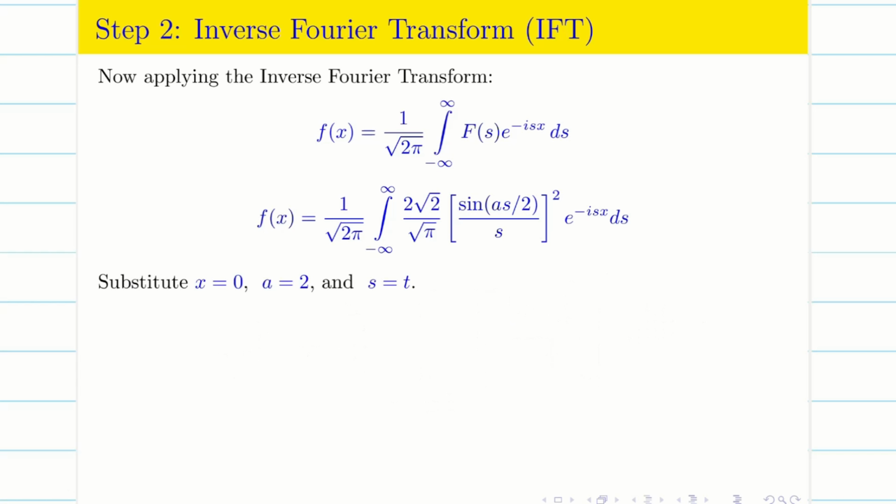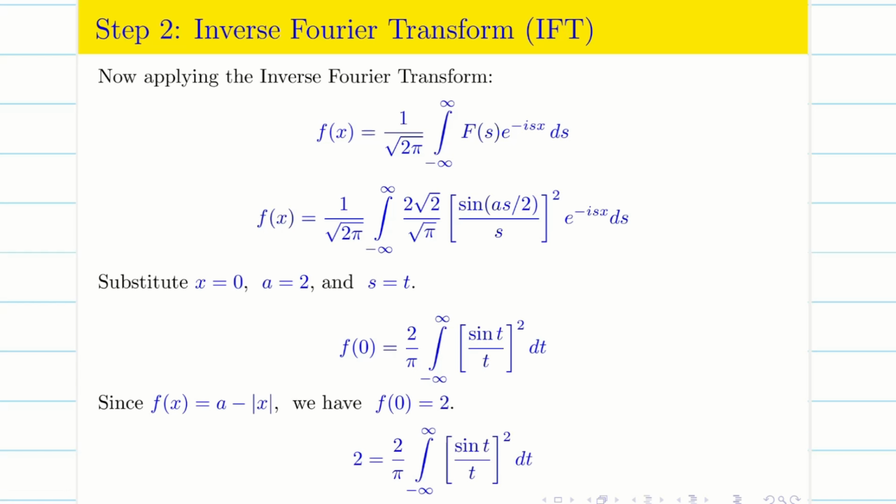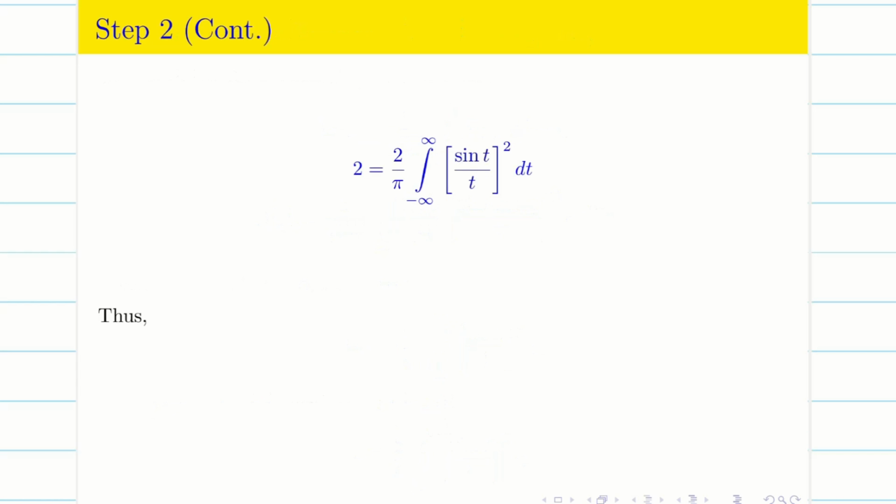So I'm just showing the typed version. Now my f of x is going to be a minus mod x, and we know that my a is 2. When I substitute x equal to 0, f of 0 is going to be 2 minus 0. It is simply 2. I can substitute the value. Next, we can see this function with whole square is an even function.